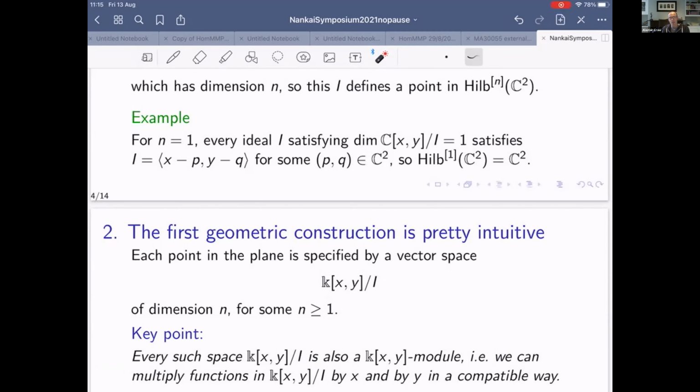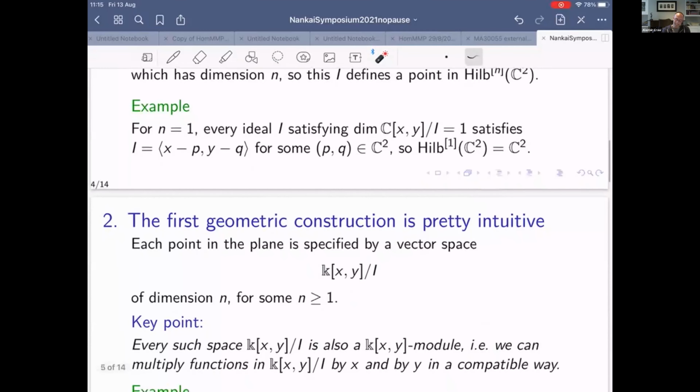So I hope I've convinced you, or at least proof by intimidation, that points really are, well, vector spaces. Yes, this is a vector space, but it's more, of course, it's a finitely generated K-algebra. But in particular, this is a vector space of dimension n, but it's more. And the key point for the construction, or the first really key point, is each one of these vector spaces, yeah, it's not just a vector space, it's actually a module over the polynomial ring in 2 variables.